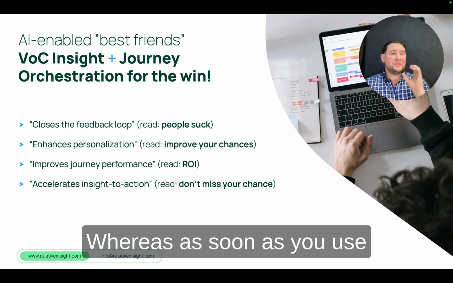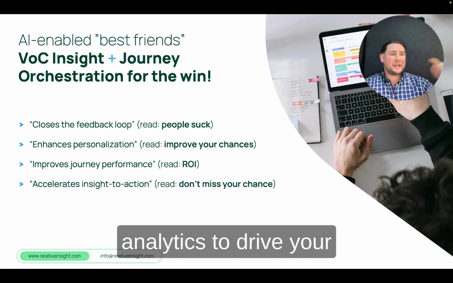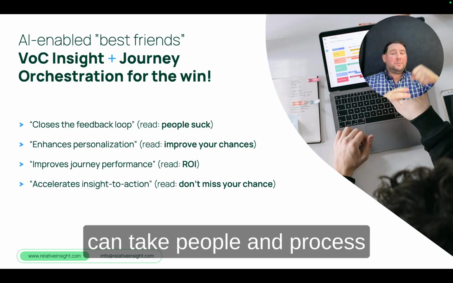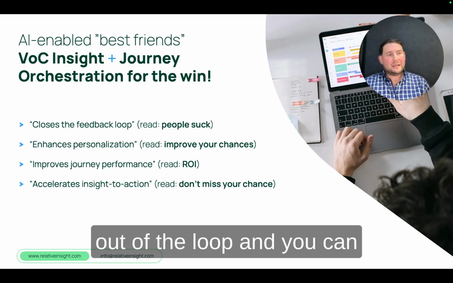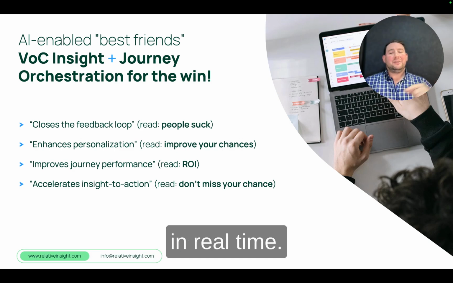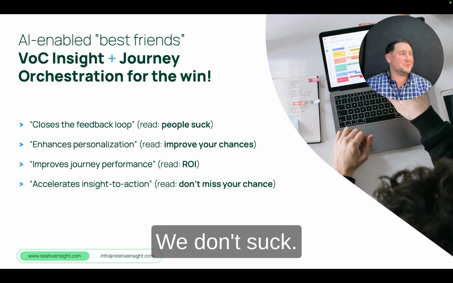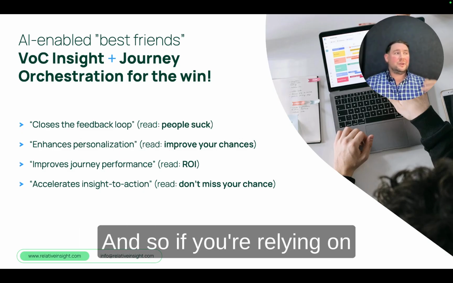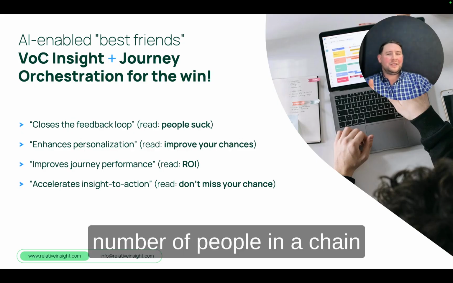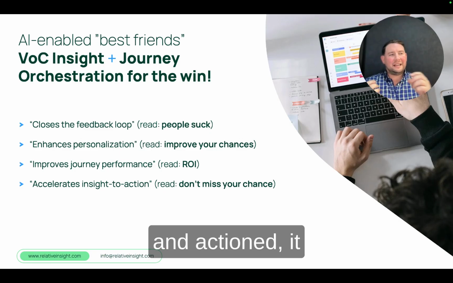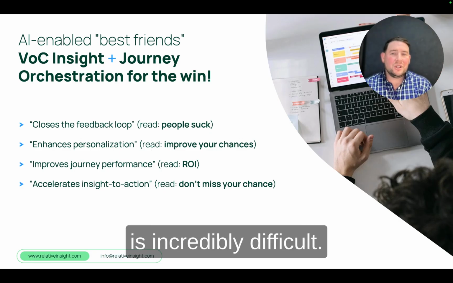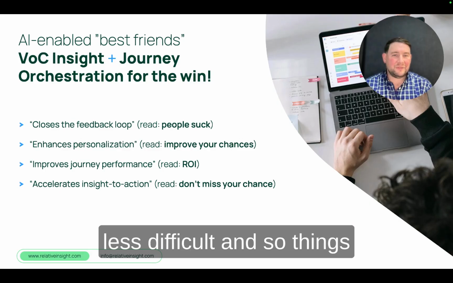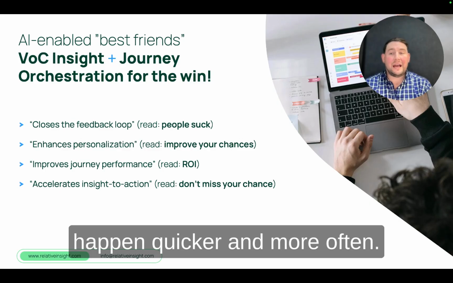Whereas as soon as you use voice of the customer analytics to drive your next best action capability, so they work together, you can take people and process out of the loop, and you can make amazing things happen in real time. And I've obviously said people suck, right? We don't suck. People are amazing. However, people are busy, people are distracted, they've got a lot of things on. And so if you're reliant on a number of people in a chain for an insight to be taken and actioned, it is incredibly difficult. Where you're relying on no people and you're using automation, it's significantly less difficult. And so things happen quicker and more often.